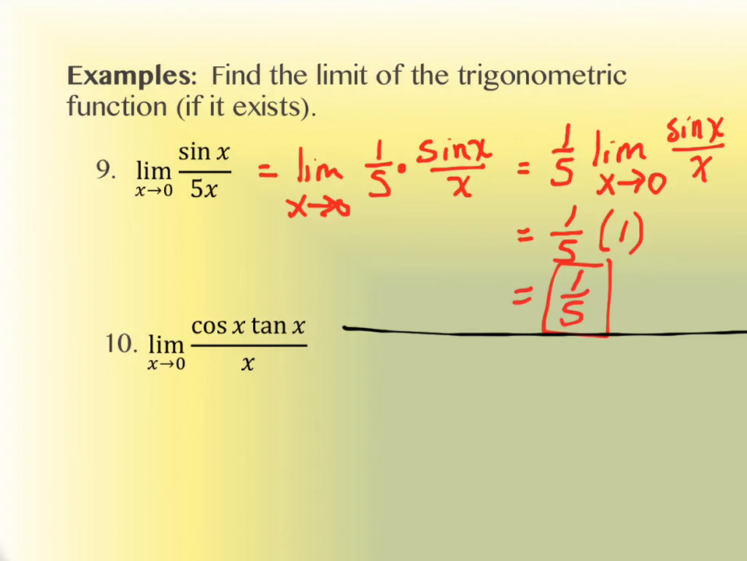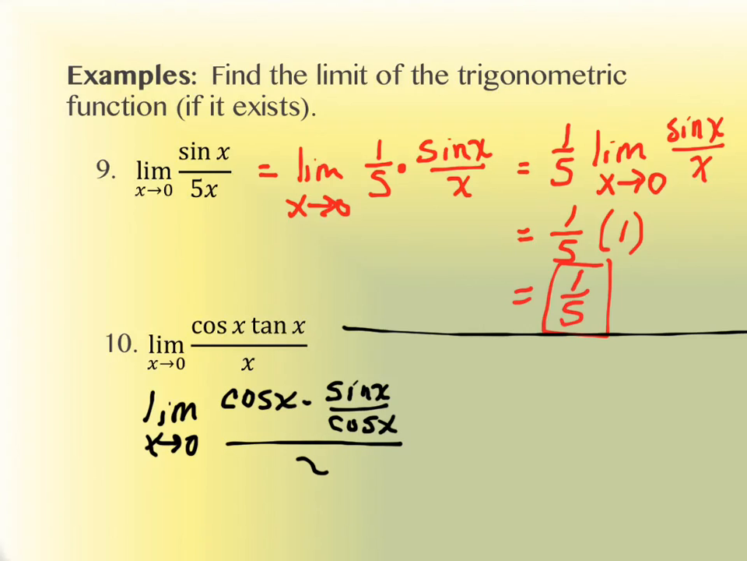How about number 10? Suggestions, what should we do? You break apart the tangent. Okay, how would you like to break apart the tangent? Sine over cosine. Excellent. So this can be written as sine x over cosine x. Look good? Then what?